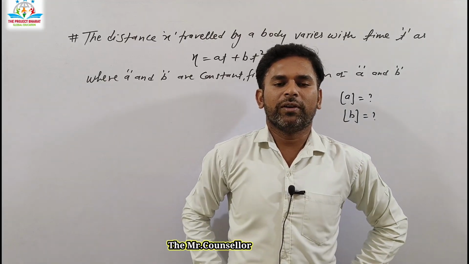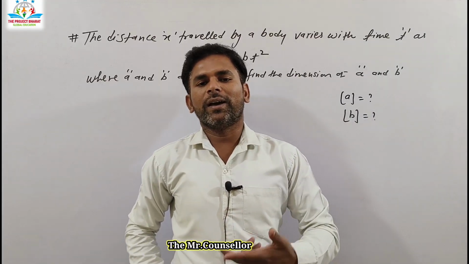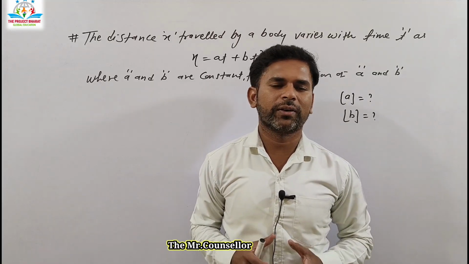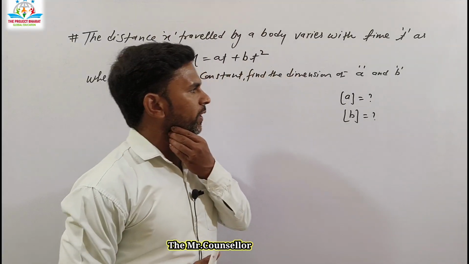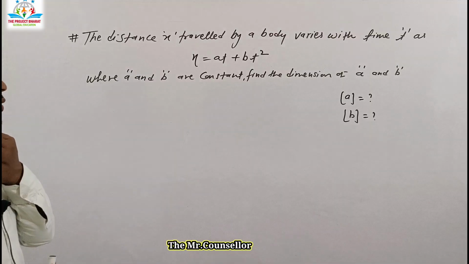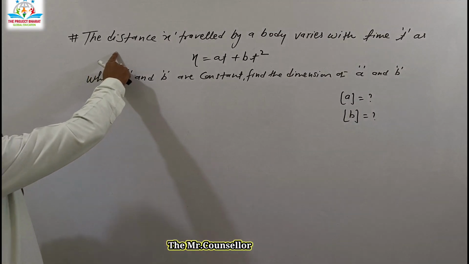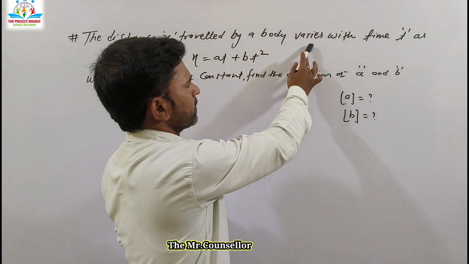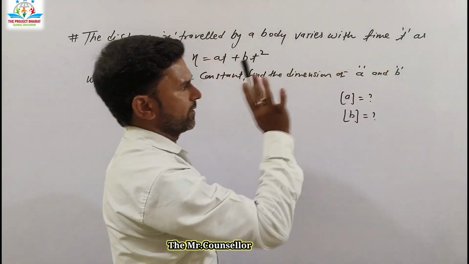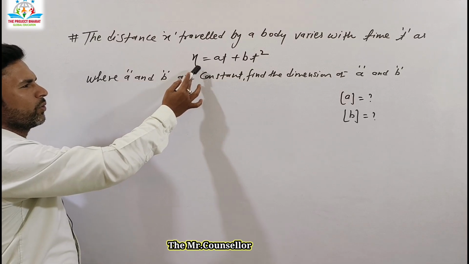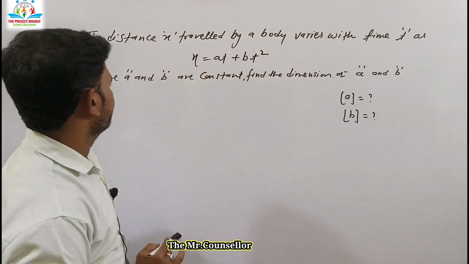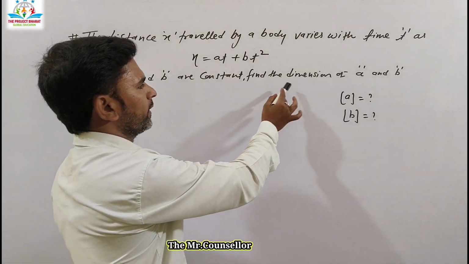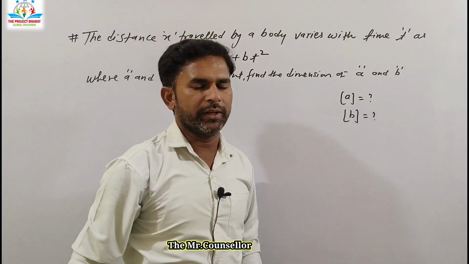Now we are going to solve and understand another concept. In the last video we had already discussed a very good concept, but in this video you can see on the screen there is one question. The question says: the distance x traveled by a body varies with time t as x = at + bt². Where a and b are constants, find the dimensions of a and b.